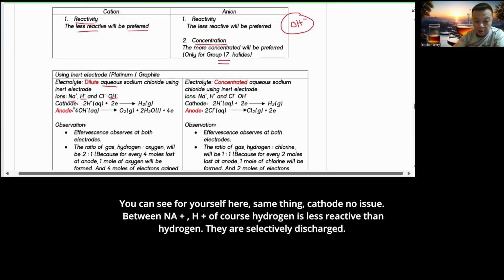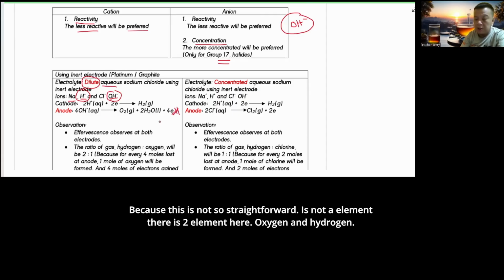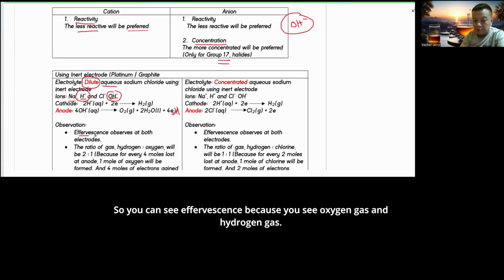So we can see for ourselves here. All right, same thing. At the cathode, no issue. Between Na plus and H plus, of course hydrogen is less reactive than sodium, so it is selectively discharged. Then between Cl minus and OH minus, it's a dilute one, so technically OH minus will be selectively discharged. Now, this one is something that we have to memorize, because it's not so straightforward. It's not an element. There are two elements here, oxygen and hydrogen.